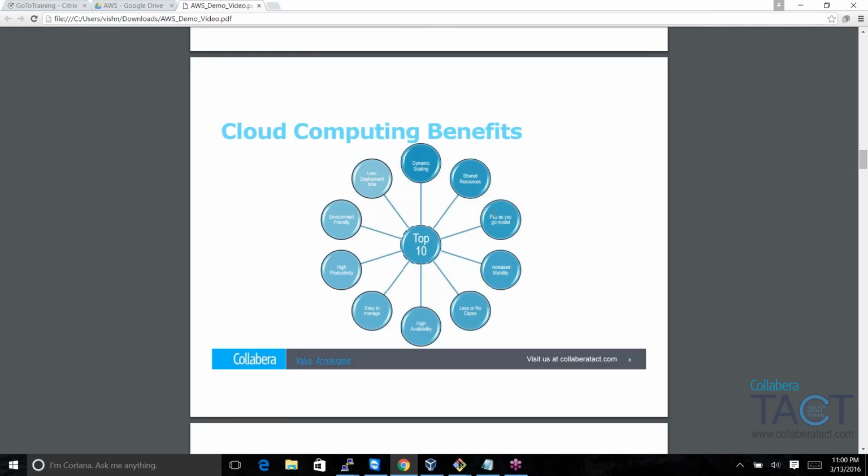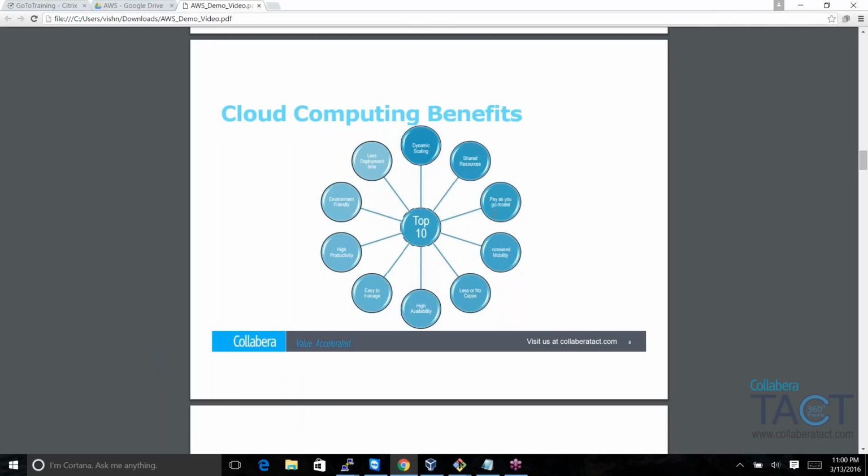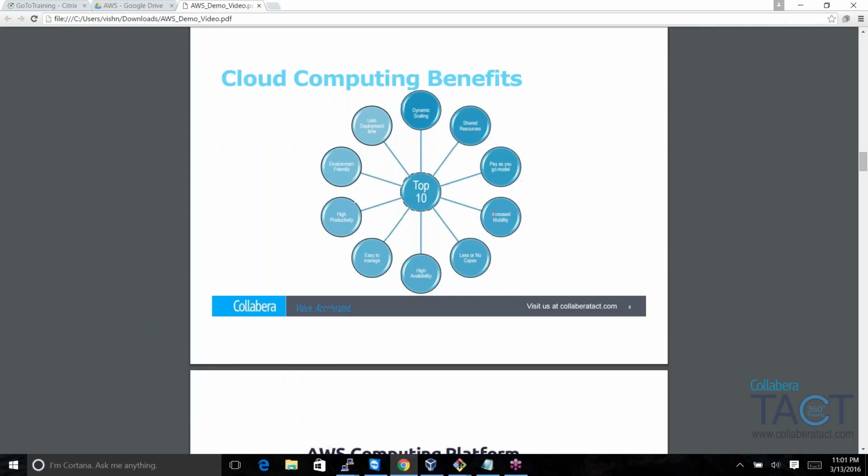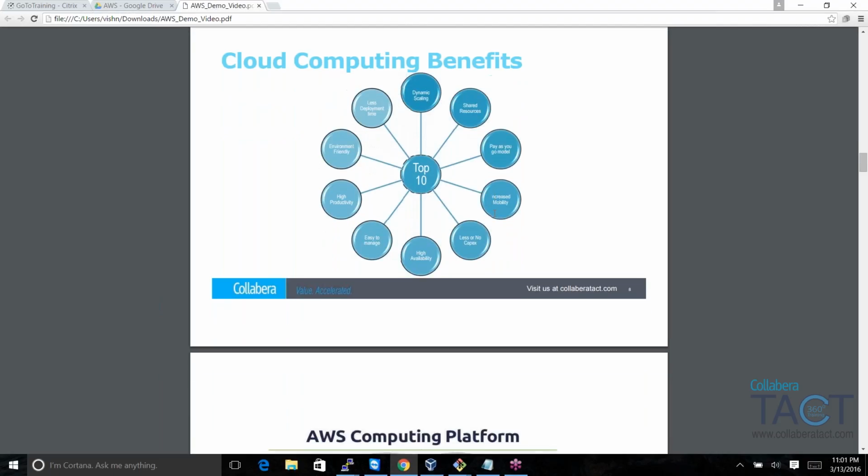But with cloud computing, you can start up a data center in the cloud within a matter of minutes. So you have a lot of mobility. Less or no capex. As we talked about the pay-as-you-go model, you will not have any capital expenditure, or even if you do, it will be very, very little.